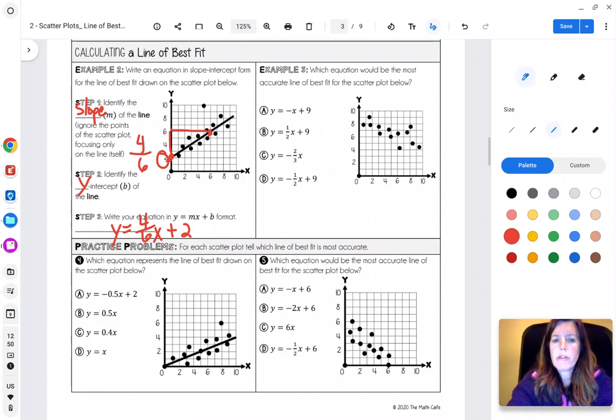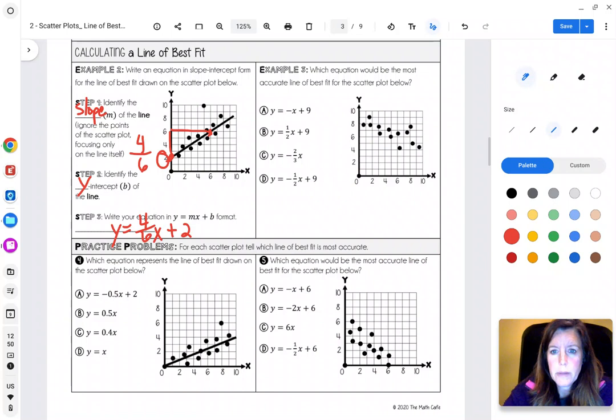Same thing for number 3, except the line hasn't been drawn for us. So we just have to see, hopefully you're following along with your notes. And if you have a ruler, go ahead and put your ruler on there and try to draw your line of best fit. See where that would go. I don't have a ruler option where I can draw a line on here.